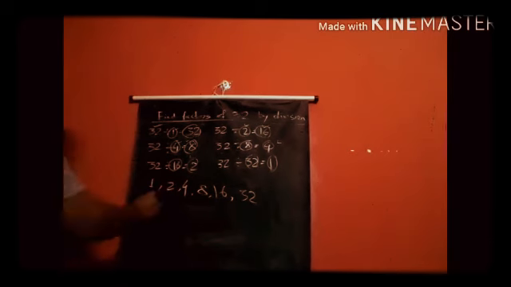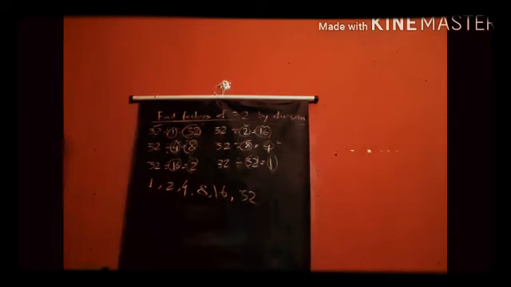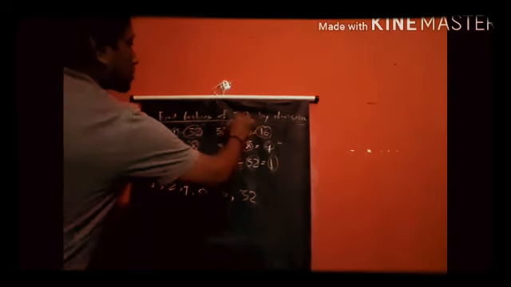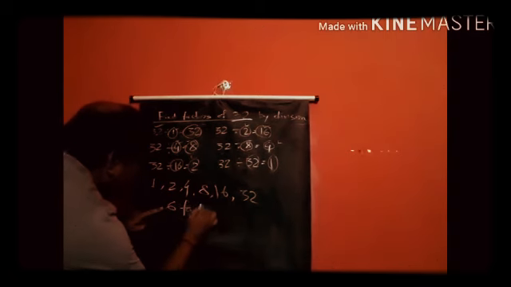So how many factors did we get? 1, 2, 3, 4, 5, 6. Total, 32 has 6 factors. How many factors? 6 factors.